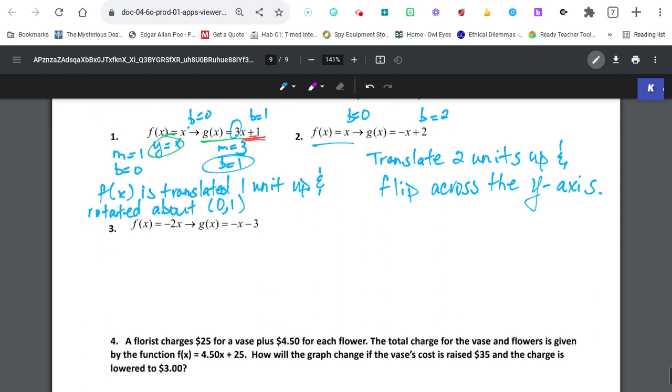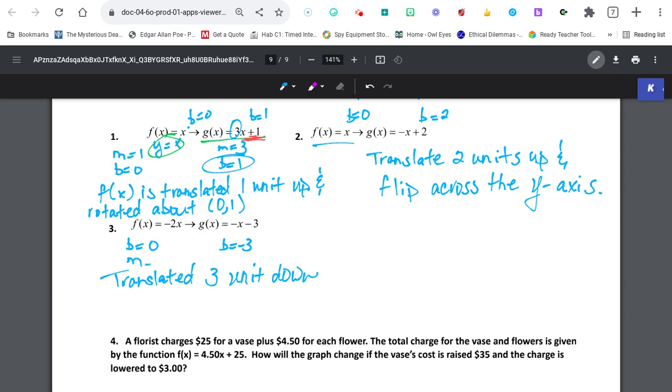All right, let's take a look at 3. Again, I always start with the y-intercept when there's multiple transformations. Here the y-intercept is 0. Here the y-intercept is negative 3. So I know this has been translated 3 units down.